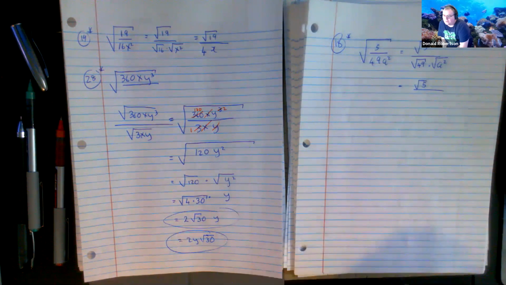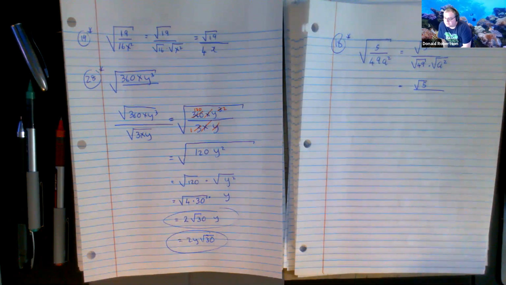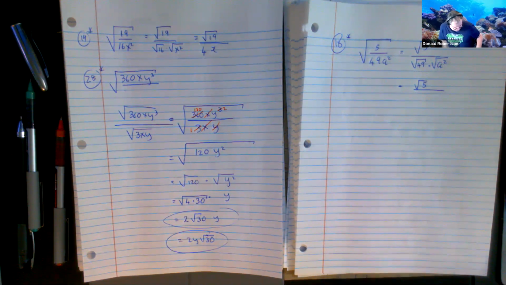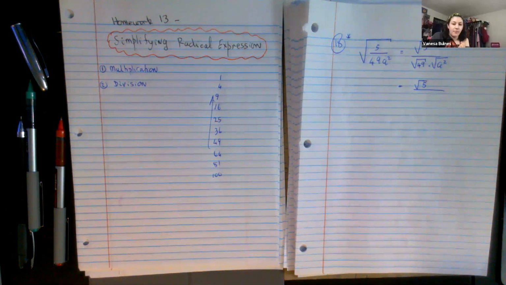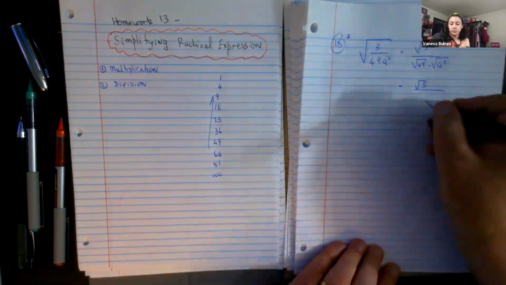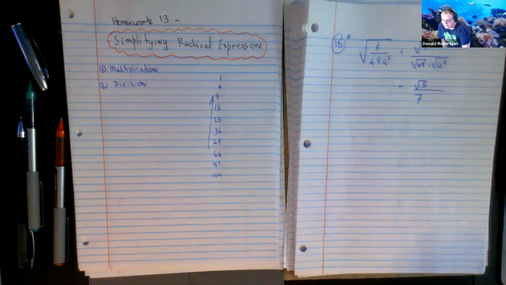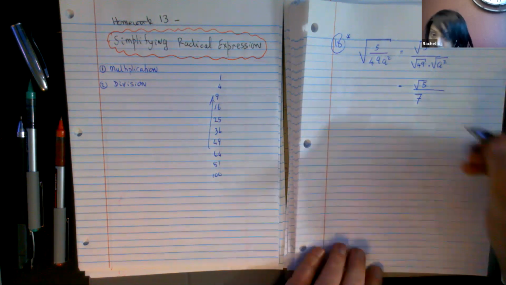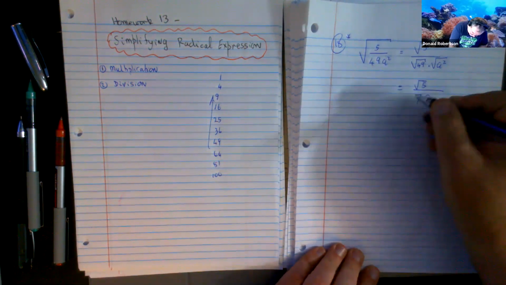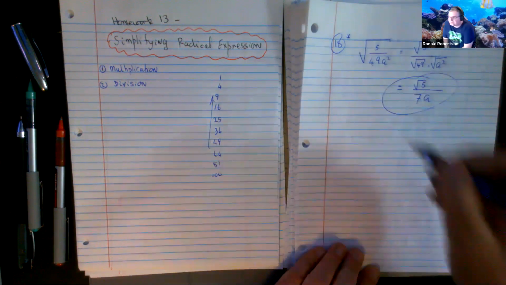What about the square root of 49? Can that become something? Square root of 49. 7. Yeah, nailed it. And what's the square root of a squared? Just a. And there's no square roots in the bottom, so we are finished.